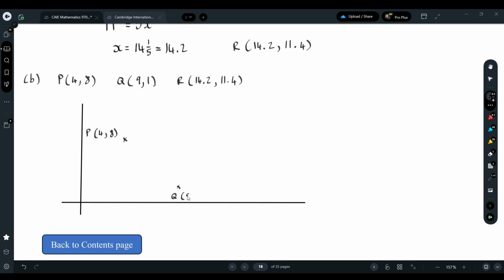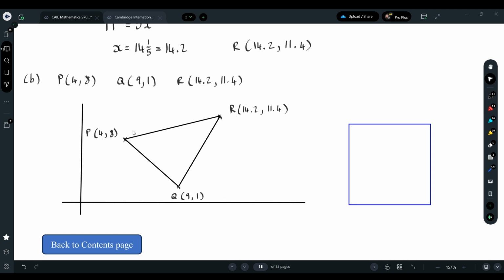Q would be (9, 1). The point R would be further along than Q on the x-axis and a little higher than P. So we could put the point R up here. There's R, (14.2, 11.4). And they want us to work out the area of the triangle PQR. So let's draw that triangle there. We want the area. That is our goal. We want to work out the area of this triangle PQR.